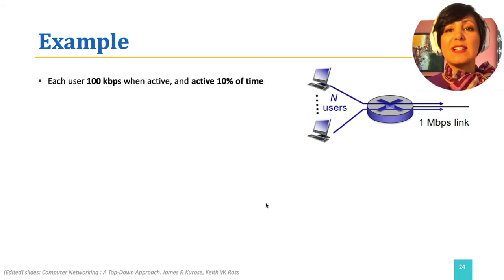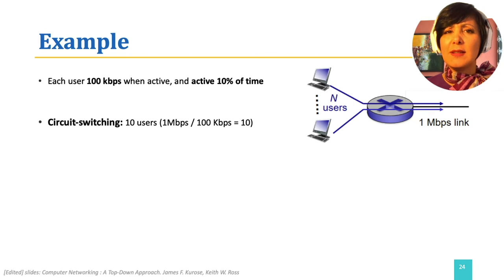Assume each user sends 100 kilobits per second of data when active, and each user is active only 10% of the time. If we use circuit switching, we can only have 10 users using this network at the same time, meaning n equals 10. This is because we have to reserve 100 kilobits per second out of the 1 megabit per second link for each of the users. We will not have any capacity for any more than 10 users.